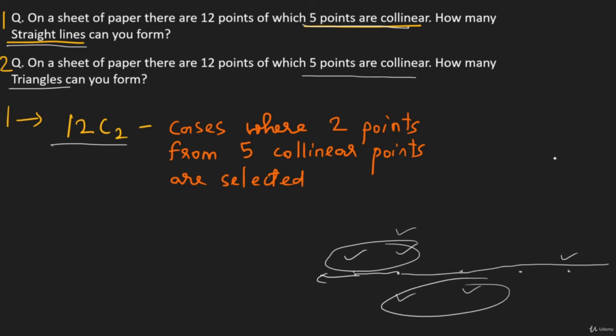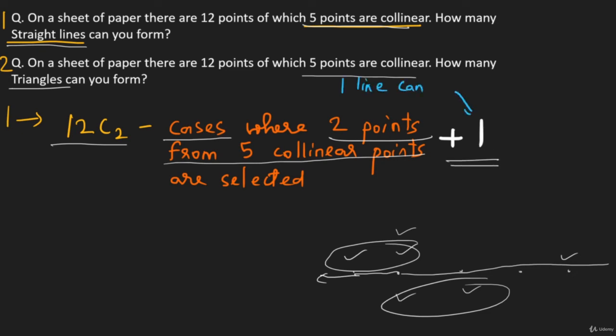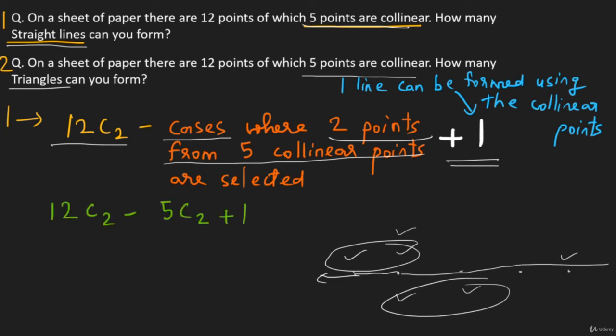That's why, to avoid double counting the same straight line, we have to subtract the cases where 2 points are selected from the 5 collinear points. Is that it? No, we have to add 1 to this, right? Because from the 5 collinear points, we still get one straight line, which is the straight line over here. Therefore, the answer to this question is 12C2 minus the cases where 2 points from the 5 collinear points are selected plus 1. And remember, this 1 over here is the one line that can be formed using the collinear points. Therefore, the answer is 12C2 minus 5C2 plus 1.